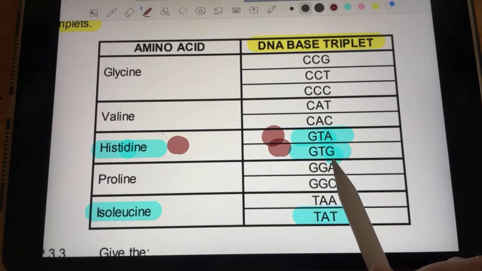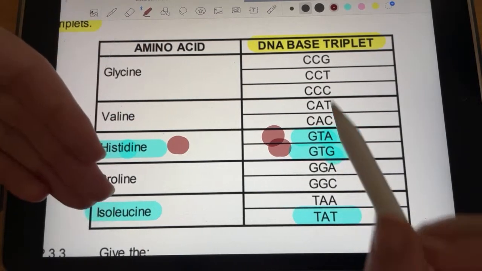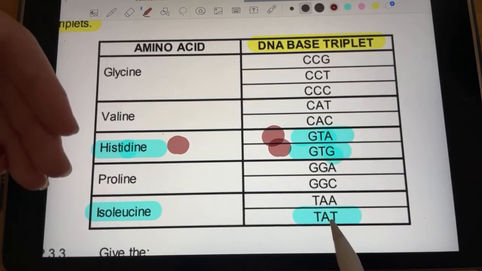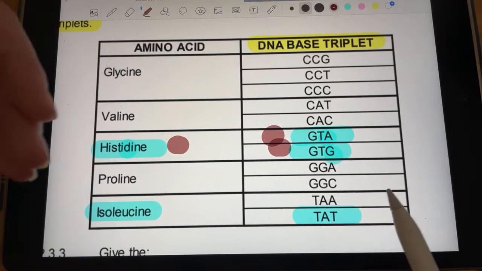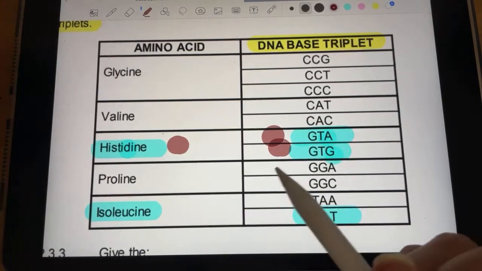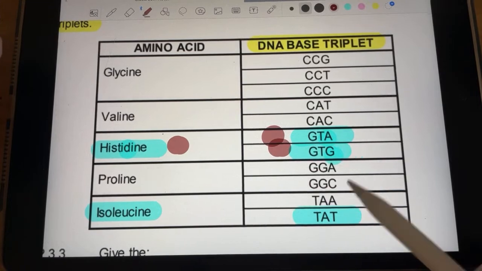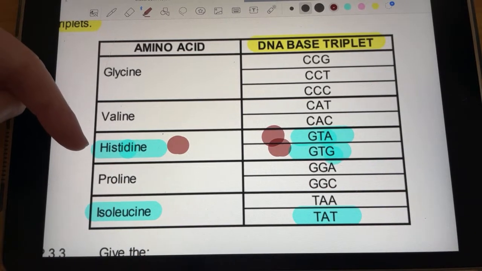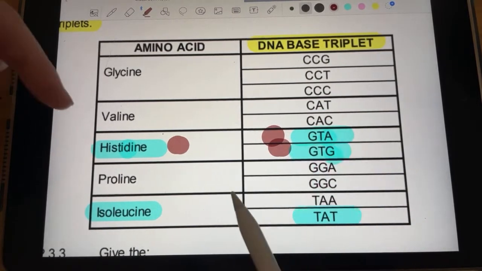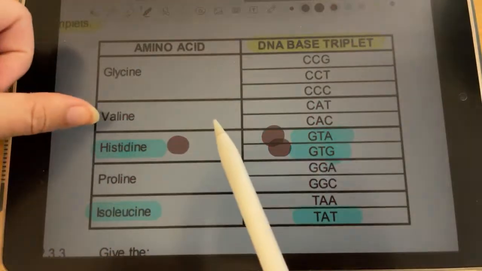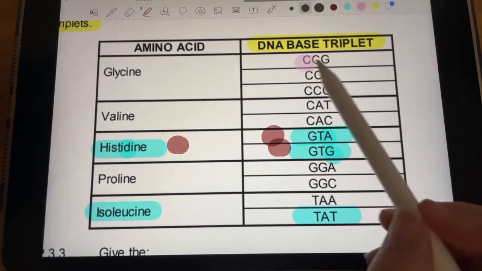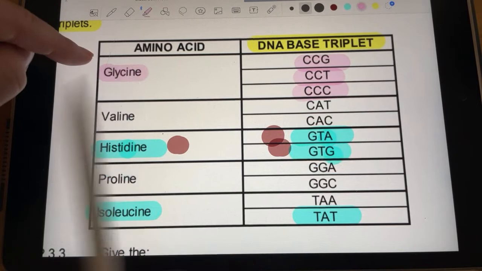So double check, please, that if they ever ask you a mutation question about changing any of these letters, or changing the mRNA, or changing the tRNA, whatever the lettering that's changed, make sure: does it actually change what I'm making? Or does it change the letter, but not actually the amino acid I'm making? Because many base triplets, many codons code for the same amino acid. We can see that here for glycine. There are 3 base triplets that all code for glycine.